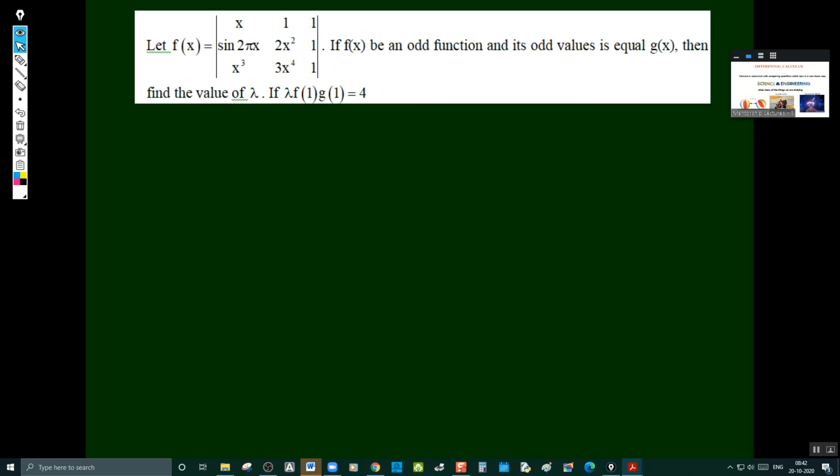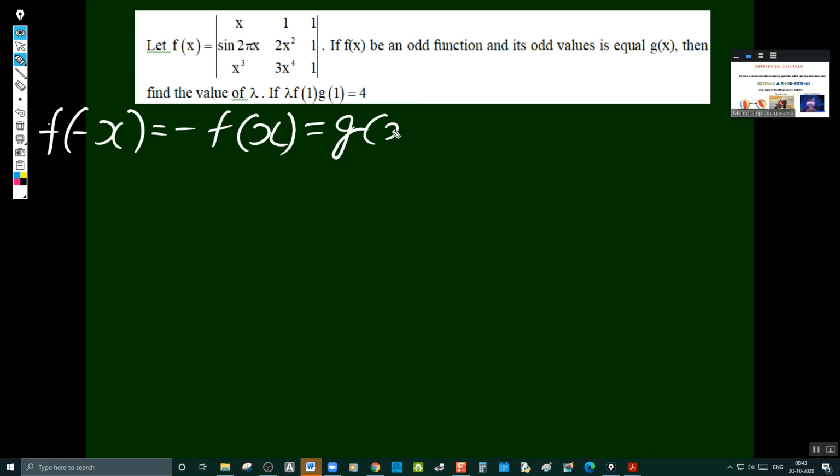f of x is equal to the determinant with entries x, 1, 1, sine 2 pi x, 2x squared, 1, x cubed, 3x to the power 4, 1. And what is the condition given? Let us check it out. f of x is an odd function. What does it mean by odd function? Everyone knows. If x is replaced with minus x, then you must get minus f of x. And its odd value is equal to g of x.